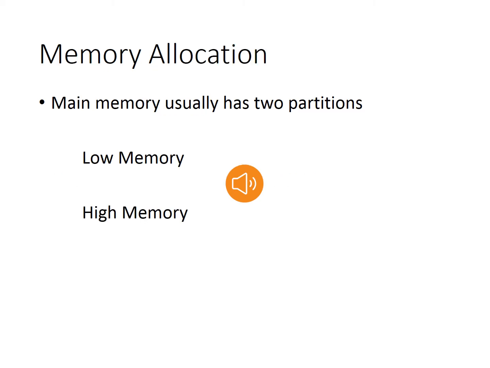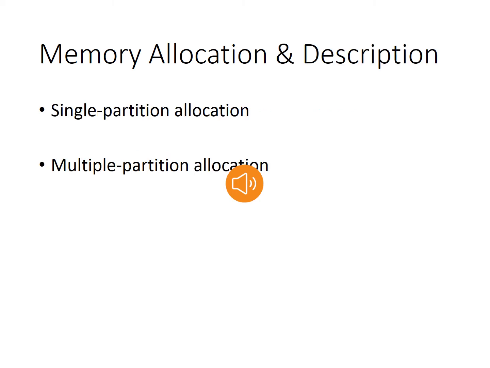Let me discuss memory allocation. Main memory usually has two partitions: low memory and high memory. The operating system resides in low memory. The user processes reside in high memory. The operating system uses two types of memory allocation techniques: single partition allocation and multiple partition allocation.